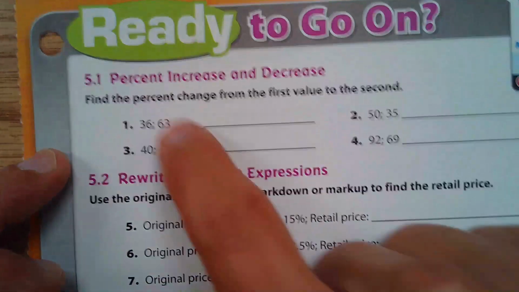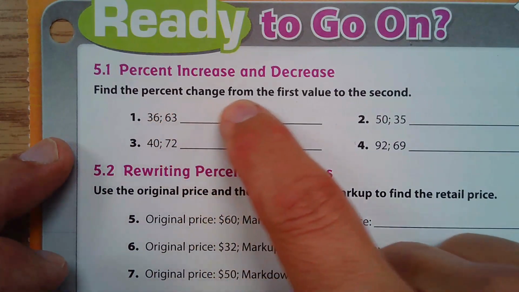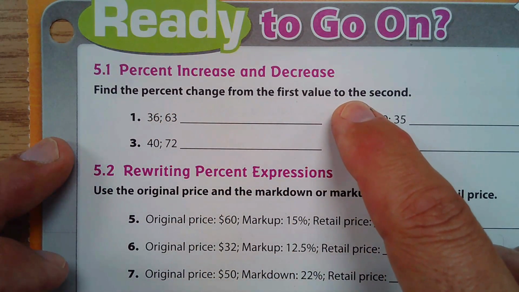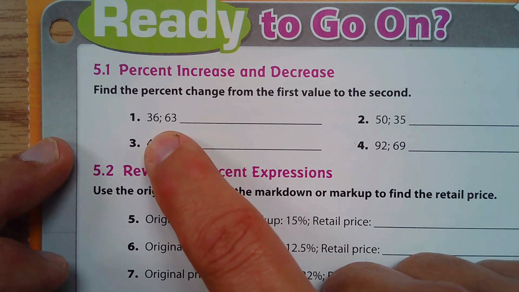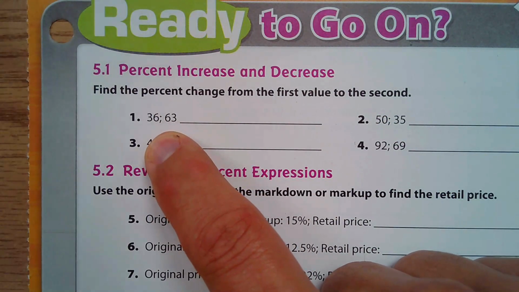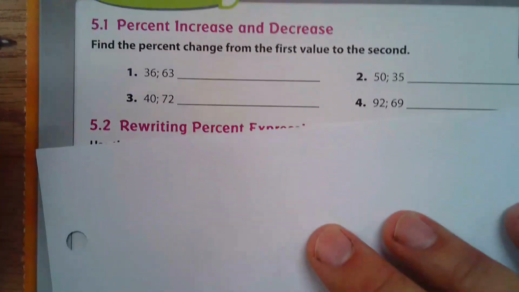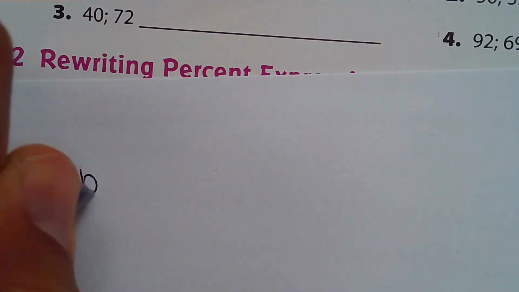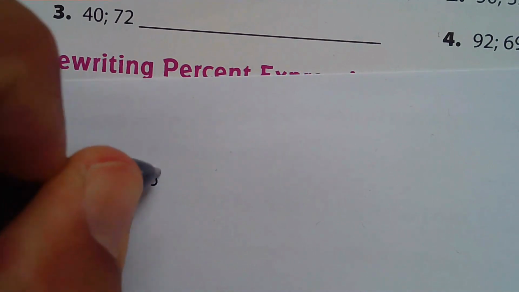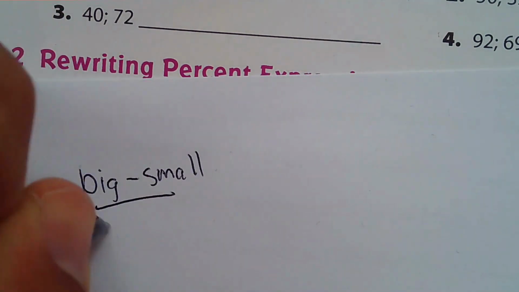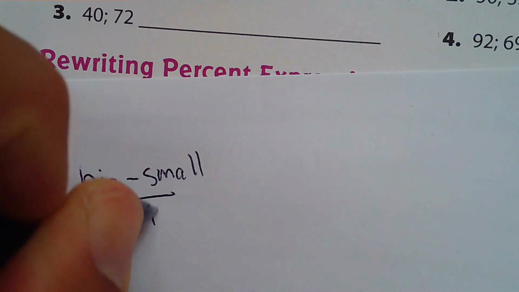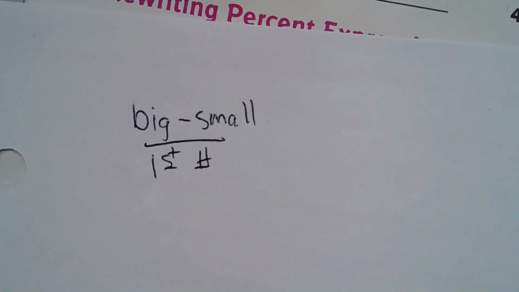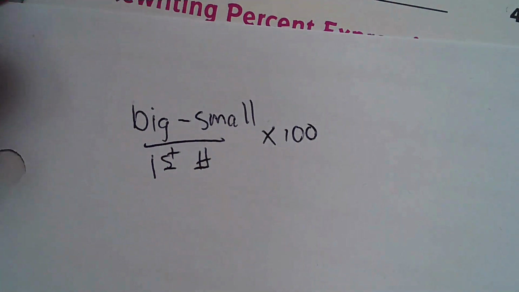So find the percent change from the first value to the second. What you need to do overall is: it's big number minus small number divided by the first number, and then you have to multiply by 100. So that's our little formula there.